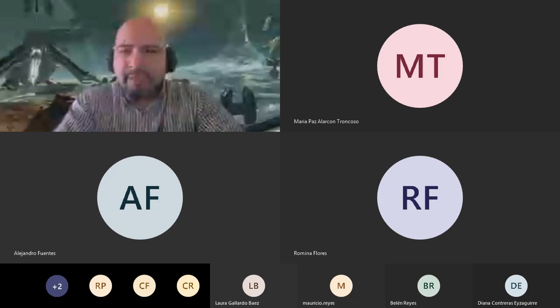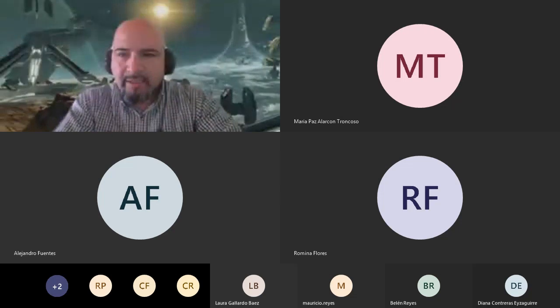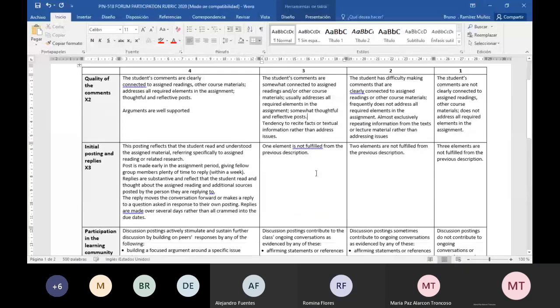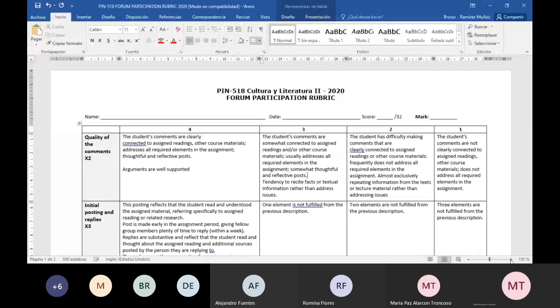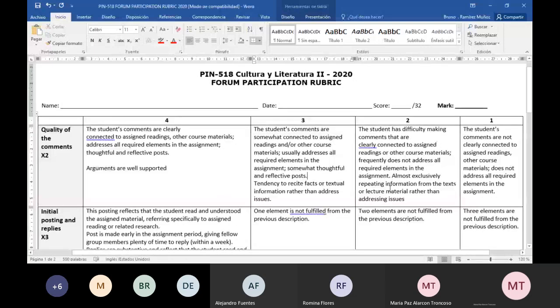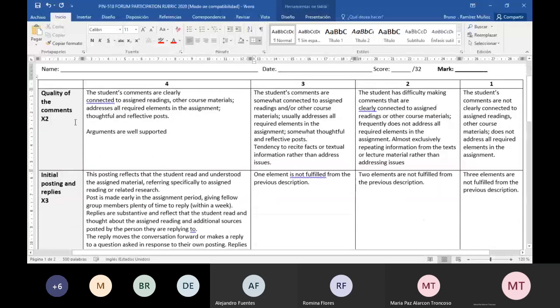Okay, so the rubric that I think you are looking at now. If you could confirm that, please. Are you looking at the rubric? Yes, we are. Yes.